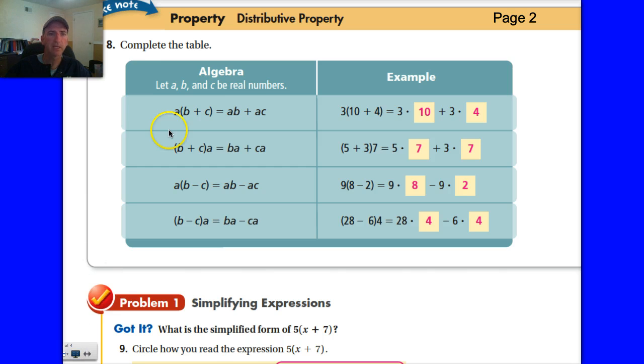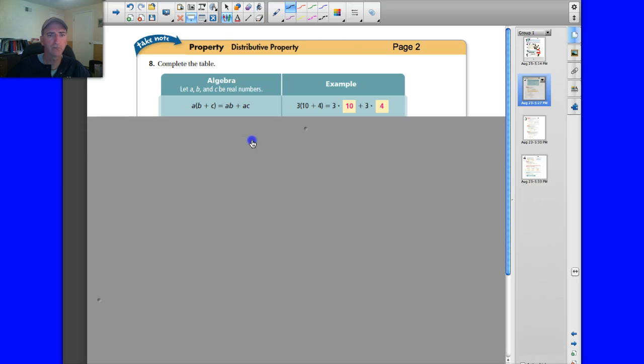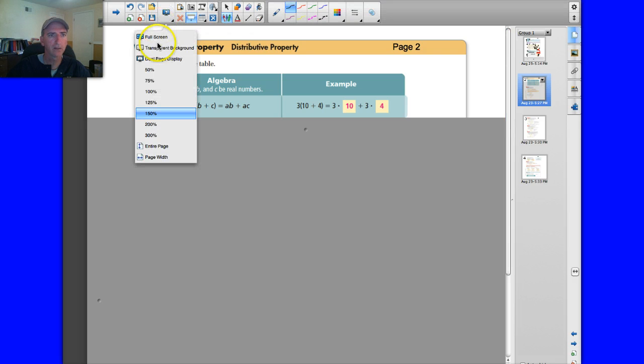Whoops, I meant to put a shade up here, so I'm going to go get one. Bear with me here as I put up my shade for you and get back to my full screen, which is right there. Come here, full screen.